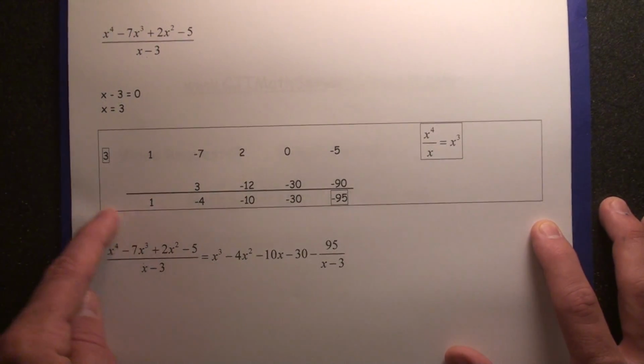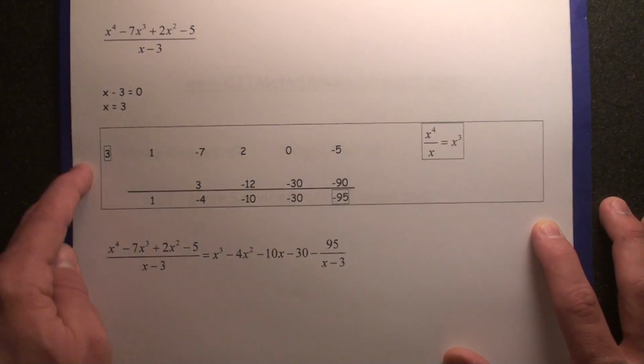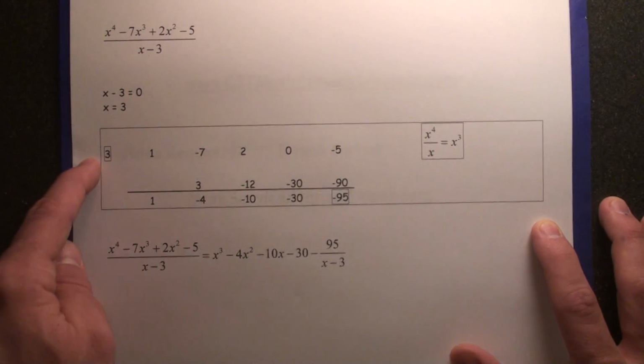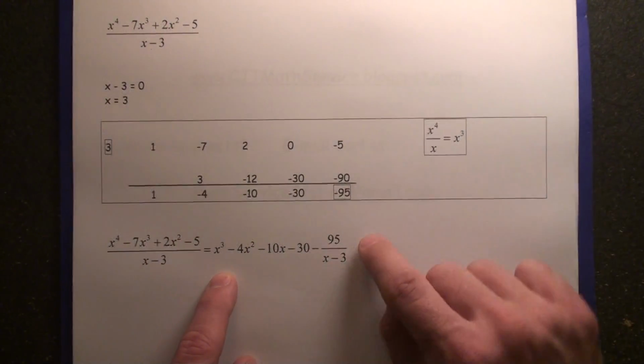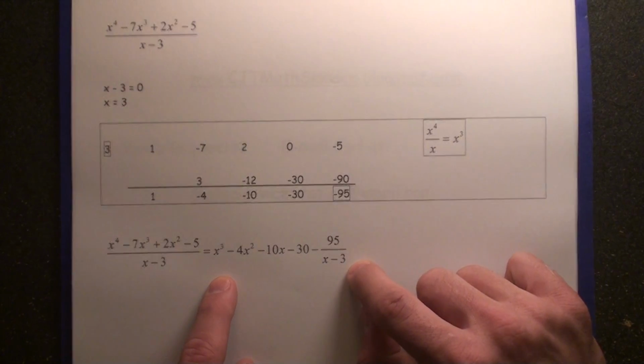Bring down the 1. 1 times 3, right there. Negative 4 times 3, negative 12. Add, negative 10 times 3, negative 30. Add, negative 30, negative 90, negative 95. Then your remainder is minus 95 over x minus 3.